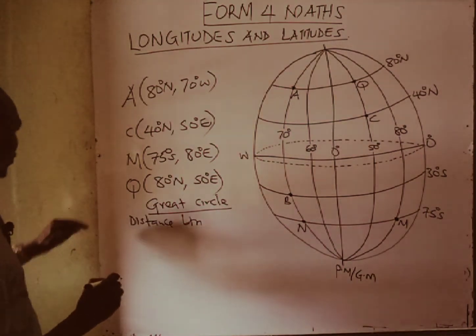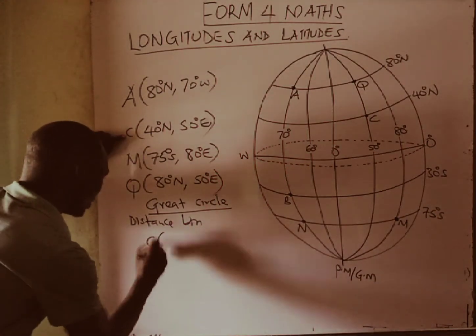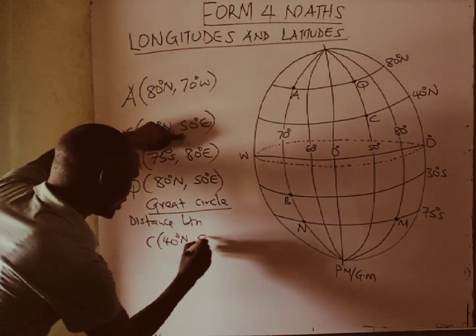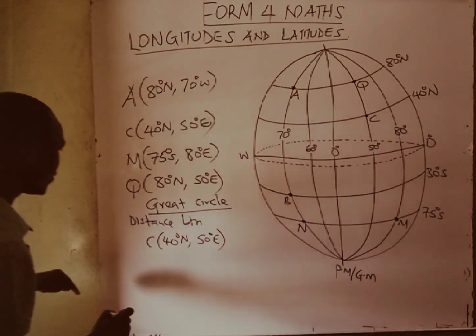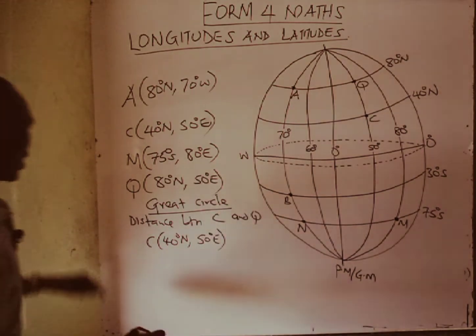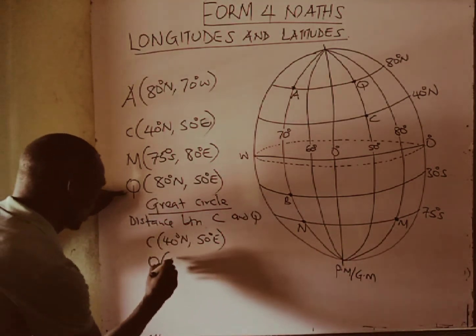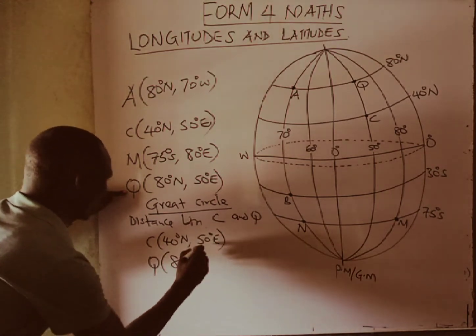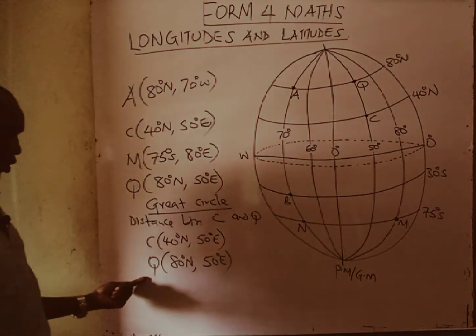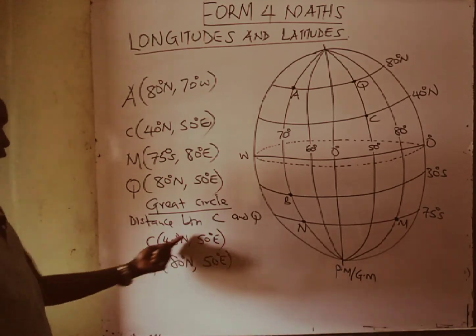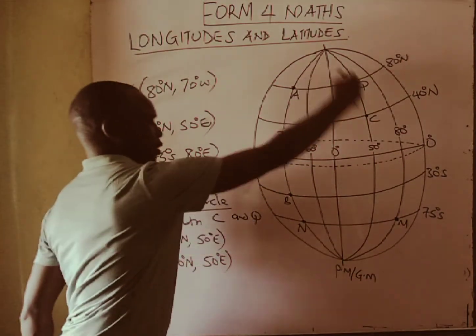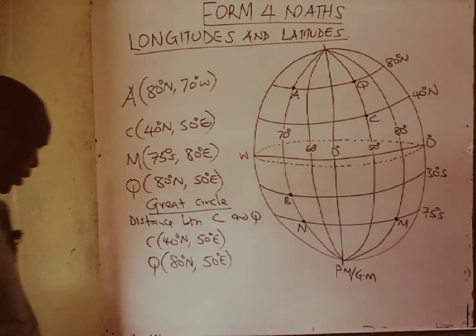For example, if you have been asked to calculate the distance between a point like M, let me use a point like C, and C is 40 degrees north, 50 degrees east. We also have a point, the distance between, let me say, C and a Q, and our Q here is 80 degrees north and 50 degrees east. So when you look at these 2 points, you realize the 2 points share the same longitude. They are found in the same longitude, and therefore they lie on a great circle.